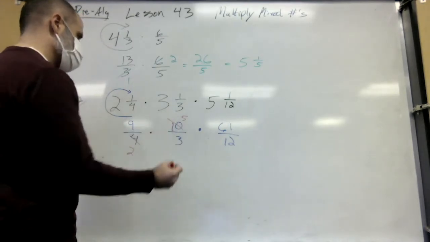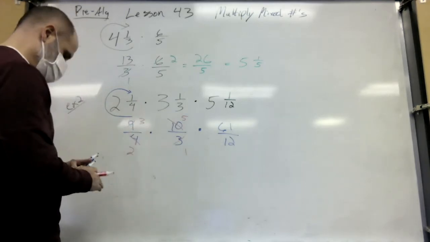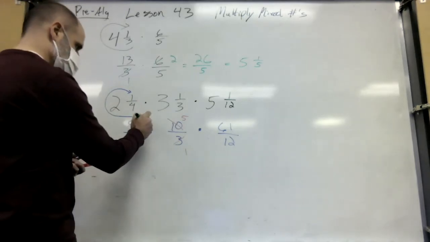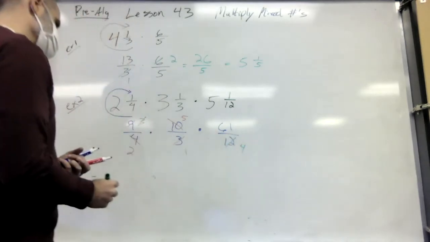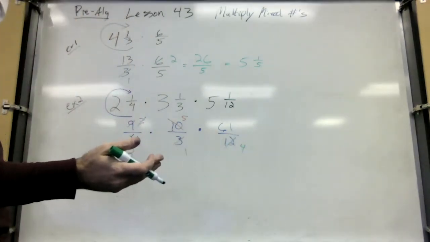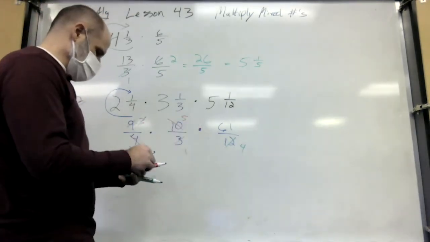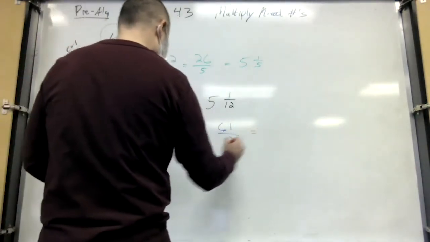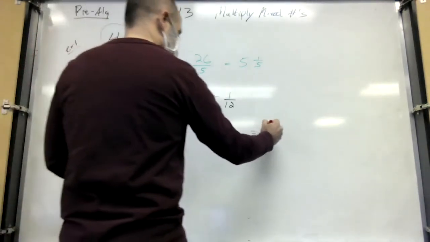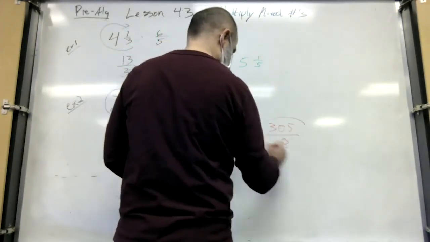The 9 and the 3 reduce to 3 and 1, right? And then that 3 on the top and the 12. Yep, so the 3 and 12 can reduce to 1 and 4. Anything else? I think that's it, right? Yep, because you're just left with even numbers on the bottom and odd numbers on the top, so that doesn't work. So now I can multiply across, and I got 305 on top and 8 on the bottom. That's what you guys got, right?